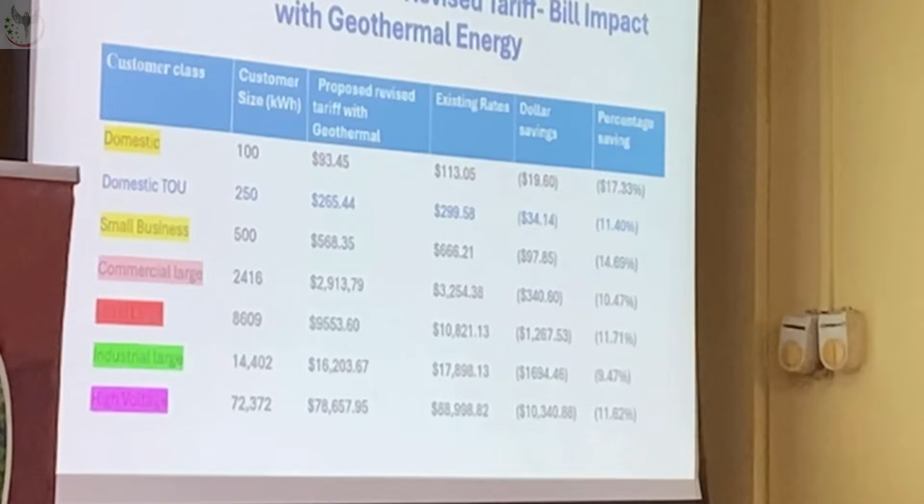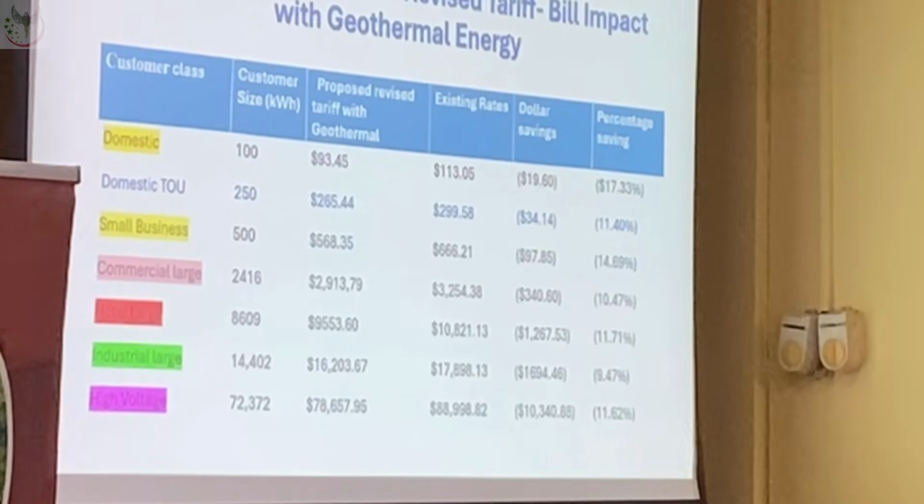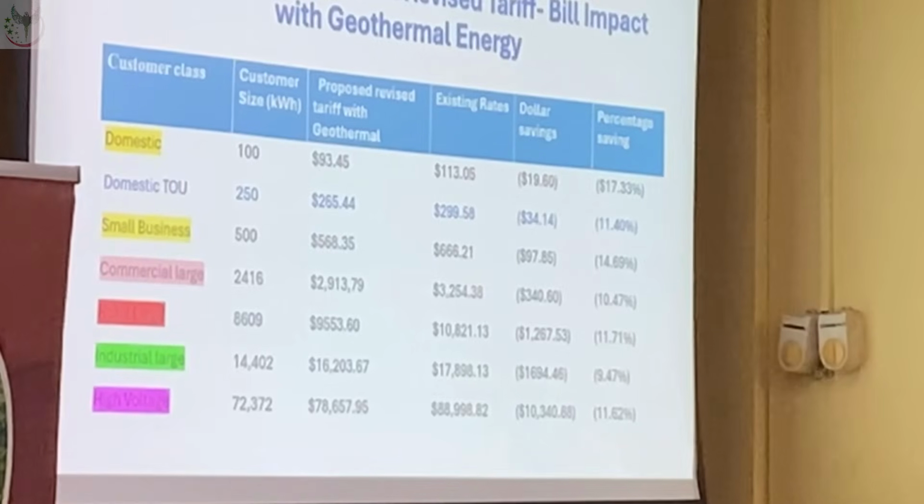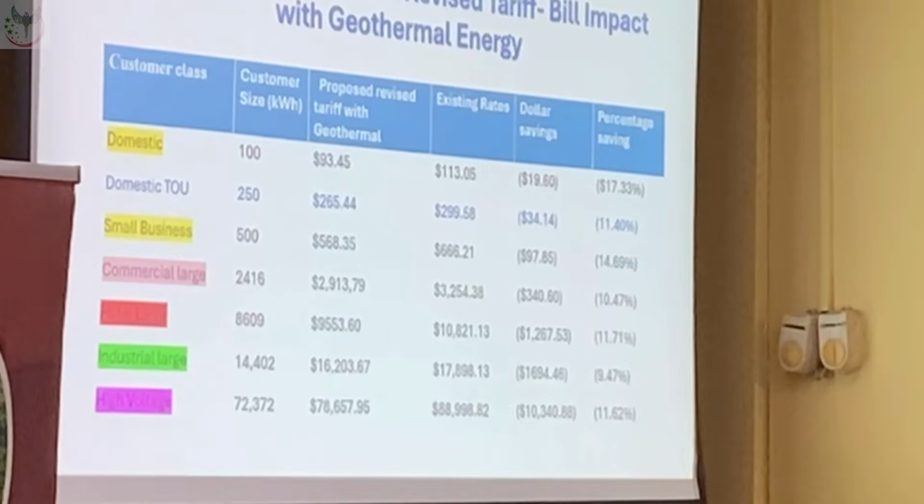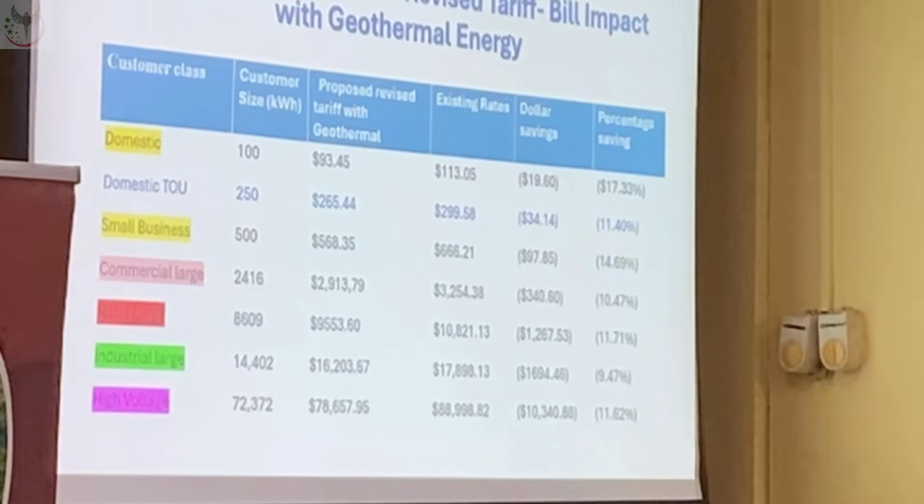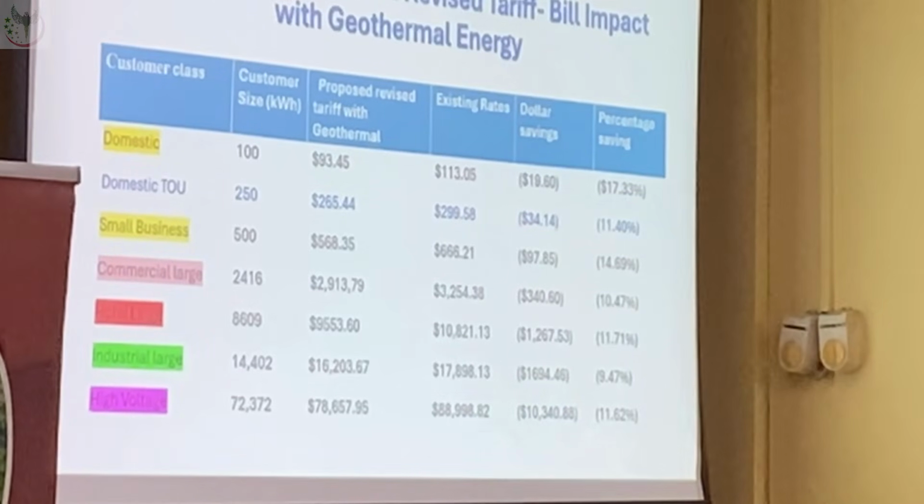Industrial customers with an energy usage of 14,402 kilowatt hours would have realized a 9.47% reduction in their bill. High voltage customers with an energy usage of 72,372 kilowatt hours would realize an 11.62% reduction. So I am saying this: the reduction is based on your usage.